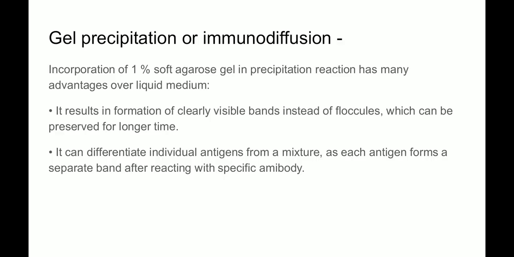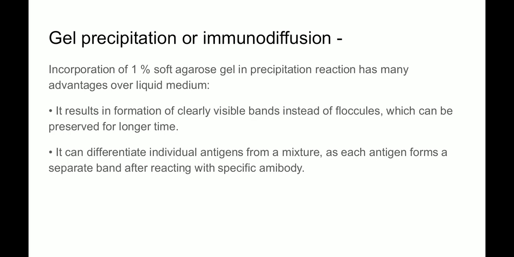Now gel precipitation, or immunodiffusion, that's very important. In this, incorporation of 1% soft gel in the precipitation reaction has many advantages over the liquid medium. What are the advantages? First one, it forms clear visible bands, so clear visual bands can be seen.